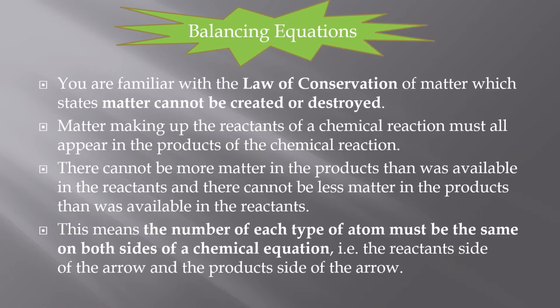So when we talk about balanced equations, we've come across the law of conservation of matter before. It basically tells us matter is not created or destroyed. It's got to go somewhere. So all the matter making up the reactants in a reaction must appear in the products of the chemical reaction. You can't have more or less matter on either side because that's just creating matter out of nothing, and that's impossible. So what this means for us is the number of each type of atom must be the same on both sides of the arrow, the products versus the reactants.